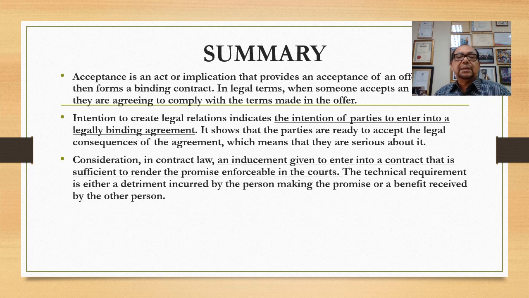Okay. Consideration, I say again, in contract law, is an inducement given to enter into a contract that is sufficient to render the promise enforceable in court. I gave you the example of that house lah. Even if you pay 80,000 and the house costs 100,000, if both parties agree, intention is there, no problem, it's still a valid contract. The technical requirement is either a detriment incurred by the person making the promise or a benefit received by the other person. So this is what we cover for today's topic lah.